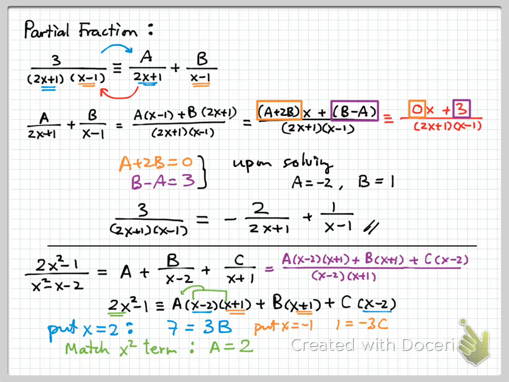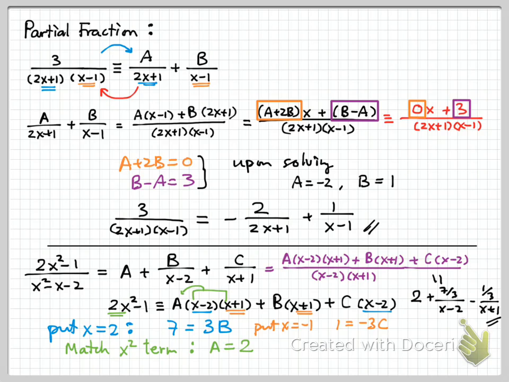And therefore, we know that the answer to this one is 2 plus 7 over 3 divided by x minus 2 minus 1/3 divided by x plus 1. Alright. So this is another example for partial fraction expansion.